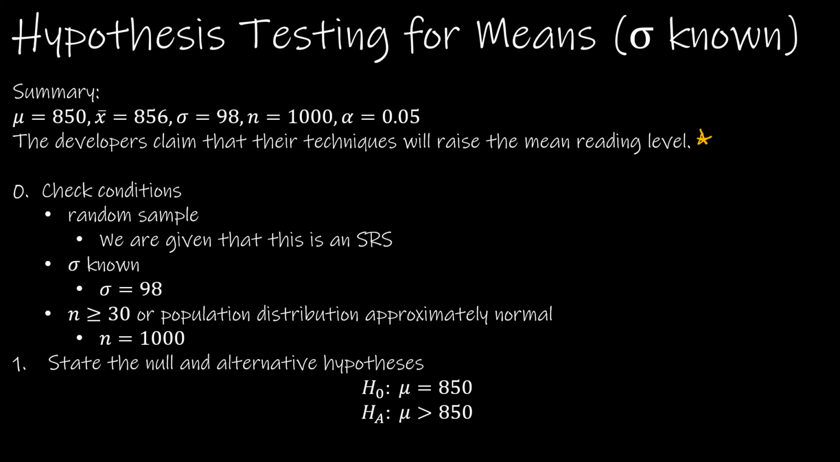Step 1 then is to state the null and alternative hypotheses. Now, again, we talked about this on the last slide where we had all of the information from our situation. But in the past, the Lexile measurement has been 850, so we assume it will continue to be 850. The alternative is based on the claim that the techniques will raise the mean reading level, and that's why we're using greater than. We think that 850 is going to increase.